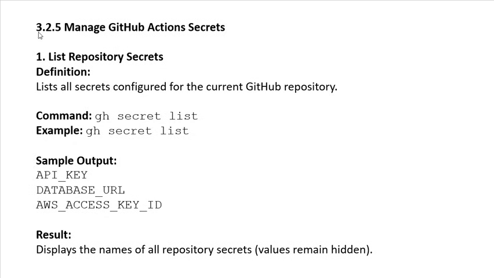Another subtopic, 3.2.5, is managing GitHub Actions secrets. First is listing repository secrets, which lists all the secrets configured for the current GitHub repository. Use the command gh secret list. The output shows secret names like API_KEY, DATABASE_URL, AWS_ACCESS_KEY_ID. The result displays the names of all the repository secrets while the values remain hidden.